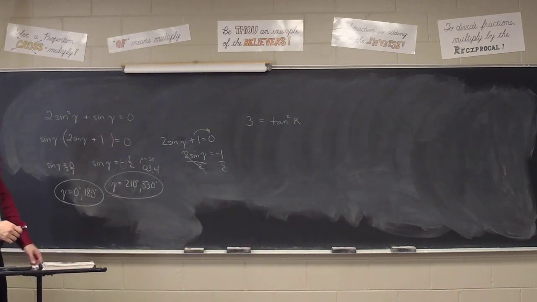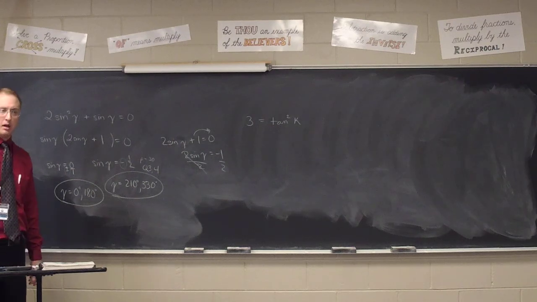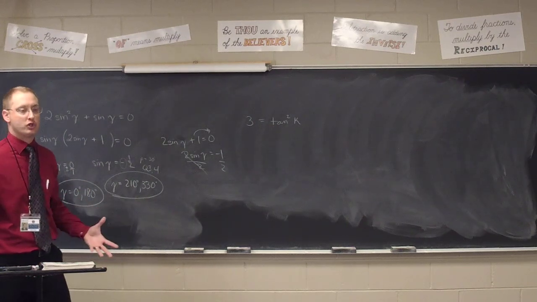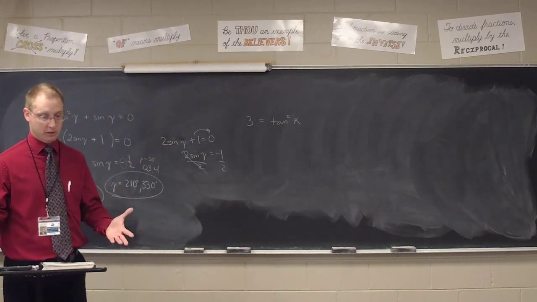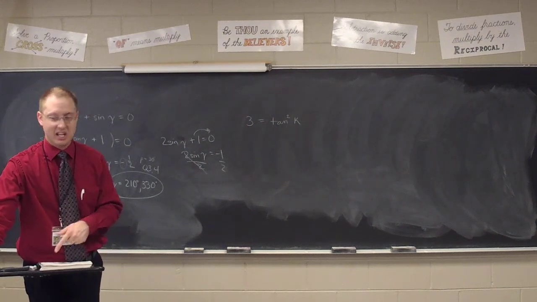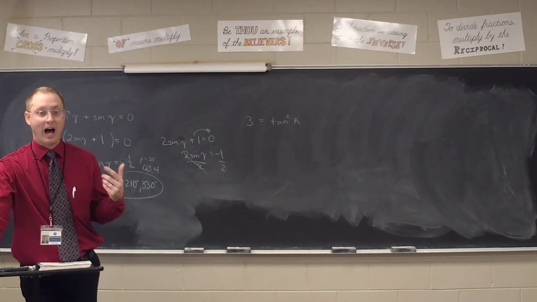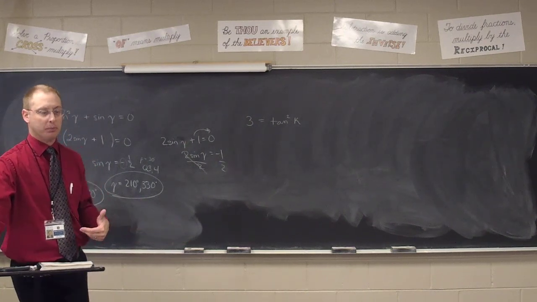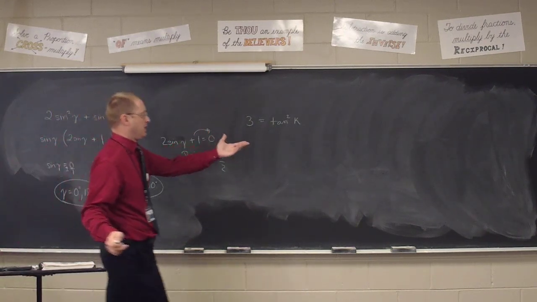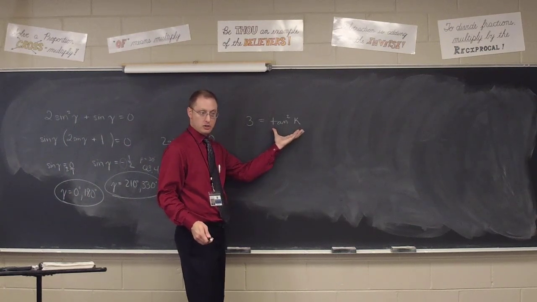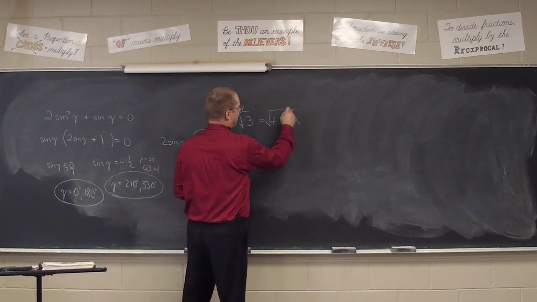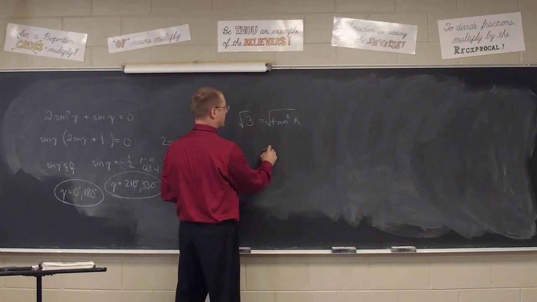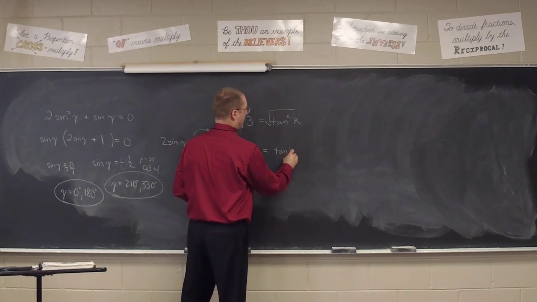And this is also quadratic, isn't it? But there's no tangent to the first power, so it's incomplete. Do you remember this? Good algebra review. Incomplete quadratic equation: isolate the x squared, take the square root. Well, it's already isolated. There's nothing with the tangent squared, so I just take the square root of both sides. And the square root of tangent squared kappa gives us tangent kappa.